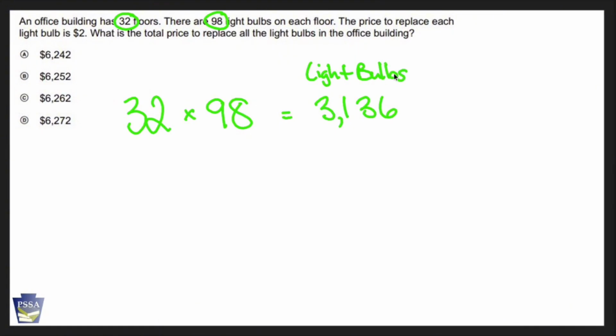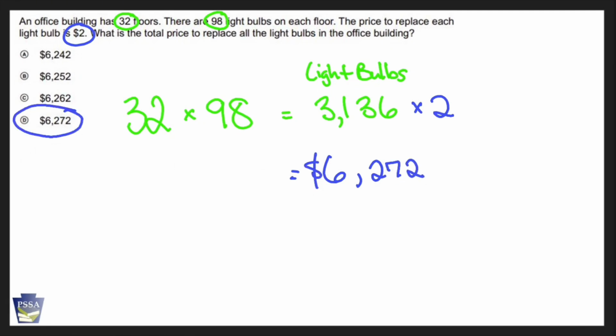What we need to do now is find out how much it would cost to replace all of them. Well, each light bulb is $2. So we're going to multiply this number by $2. When you do that, you get $6,272. And so the answer is D.